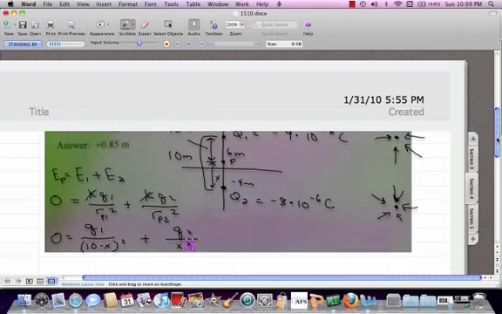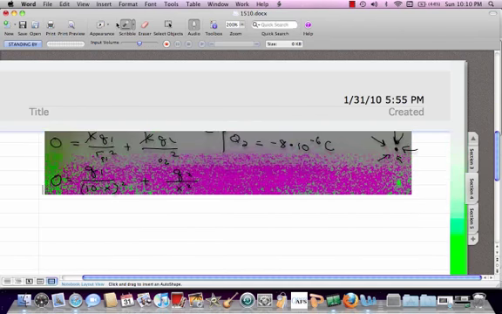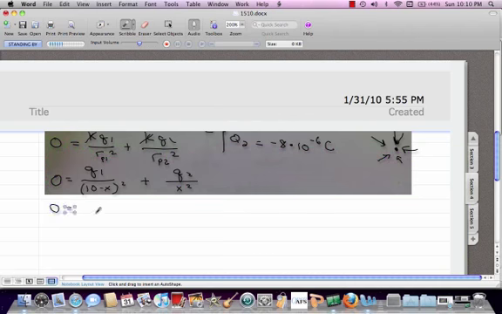Okay, so I want to keep going. So now I can work through this. Let's erase that for a minute now, and set these two things equal to each other.